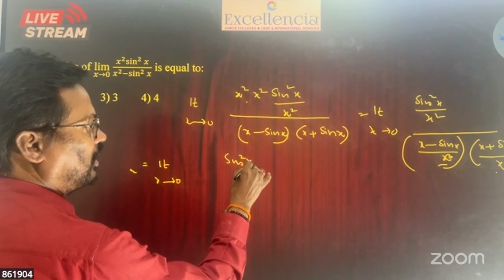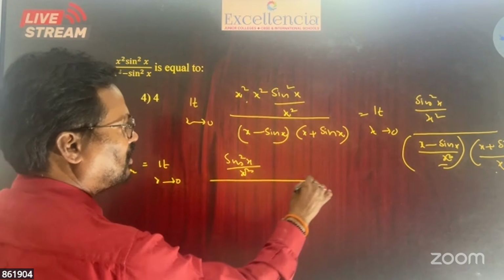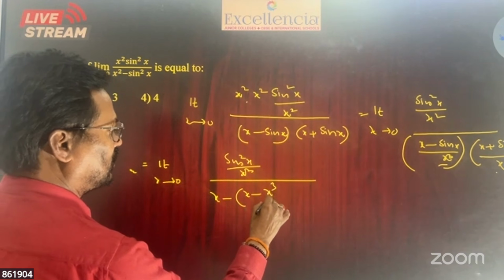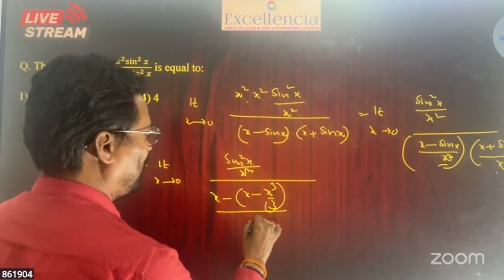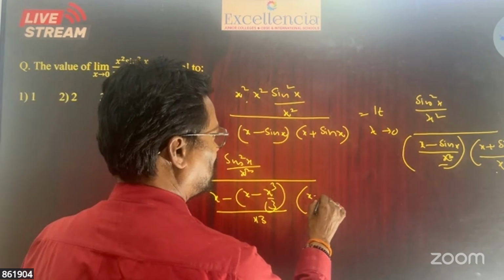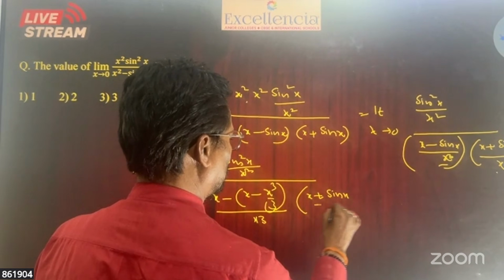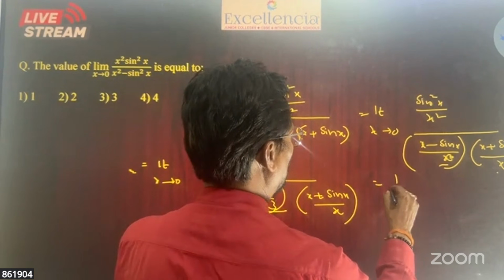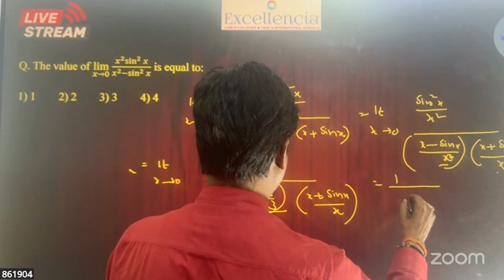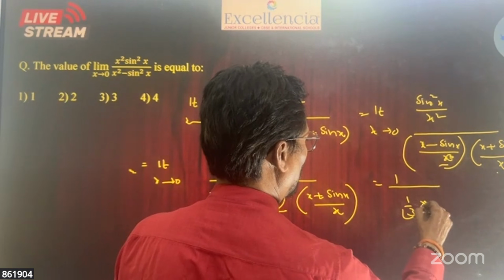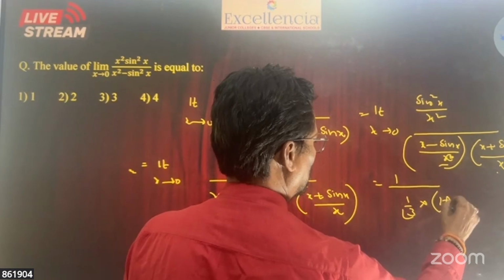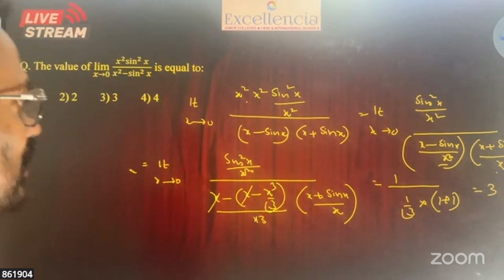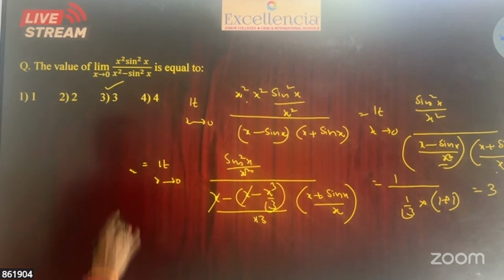sin square x by the denominator; if you see the expansion, x minus x cube by 3 factorial by x cube into x plus sin x by x. Now this x is cancelled, the numerator is 1, and this is 1 by 3 factorial. This limit is 1 plus sin x minus 1. So the total answer we got is 3. So this option is correct.